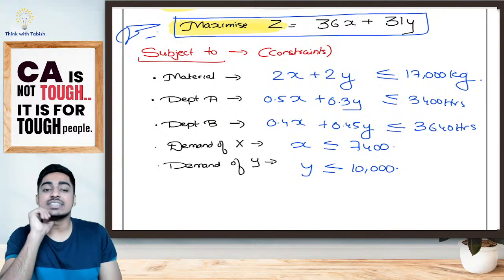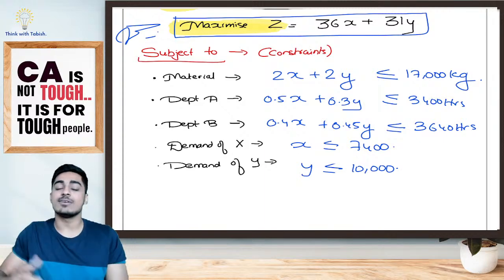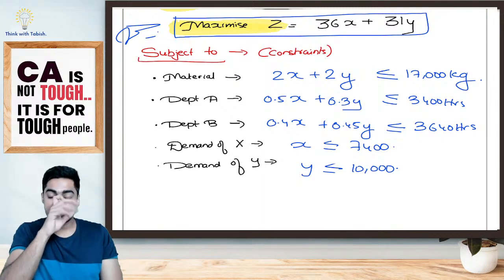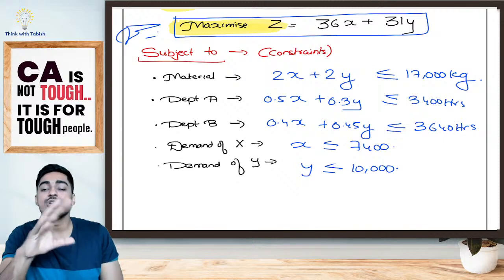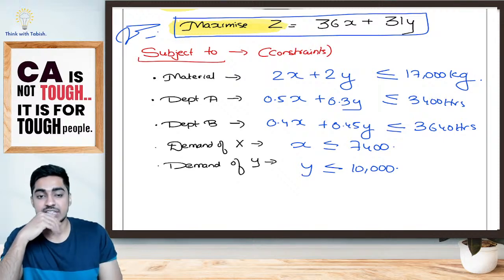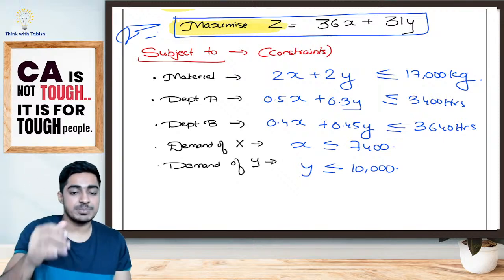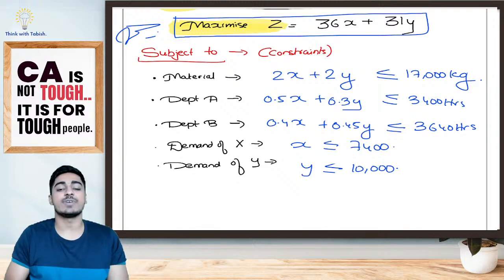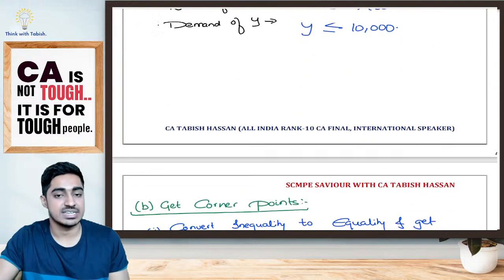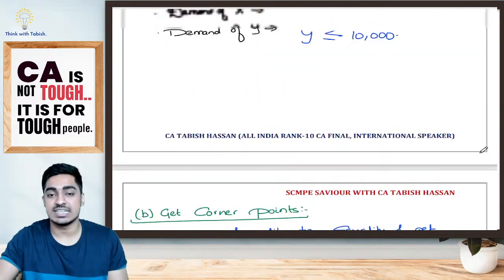Subject to, we have conditions. We cannot use material the way we want. We cannot use labor the way we want. So what is the material constraint? 2X plus 2Y should be less than or equal to 17,000. Department A, what is the constraint? Department B, what is the constraint? Demand of X, what is the constraint? Demand of Y, what is the constraint? All these constraints are given.